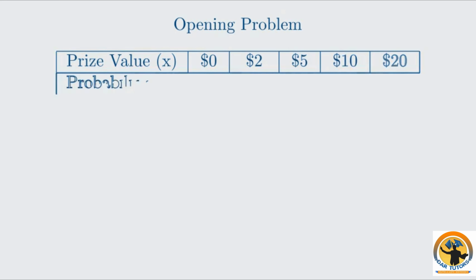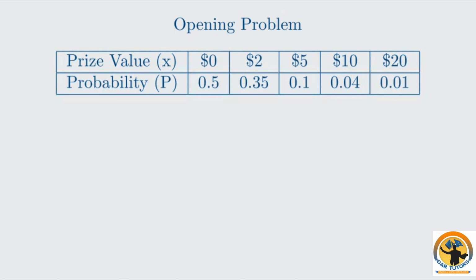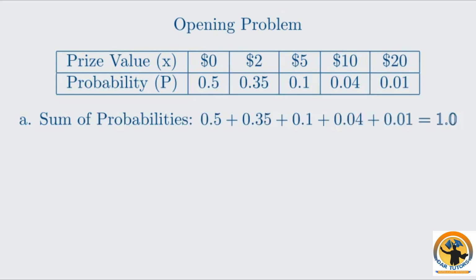We'll begin by addressing an opening problem to illustrate the concepts we're about to learn. Imagine a sideshow game where a player has a 50% chance of winning a prize. The prize values and their probabilities are given in this table. You can win nothing, $2, $5, $10, or $20, each with a specific probability. Let's think about this situation. First, what is the sum of these probabilities?